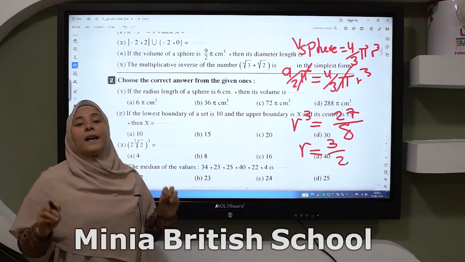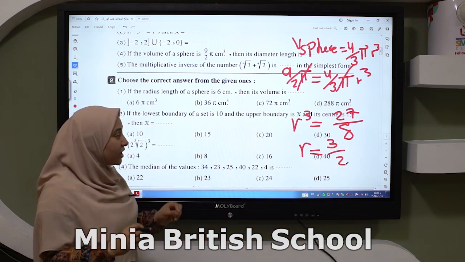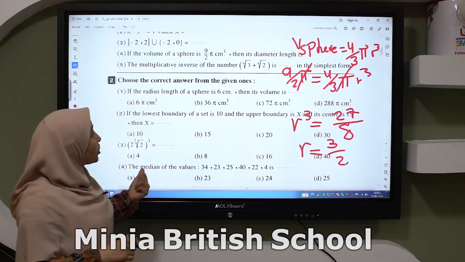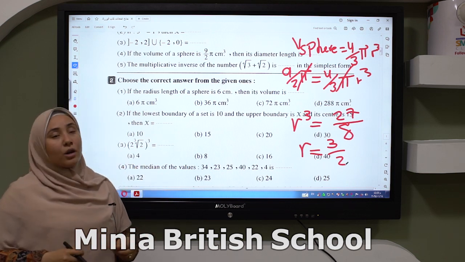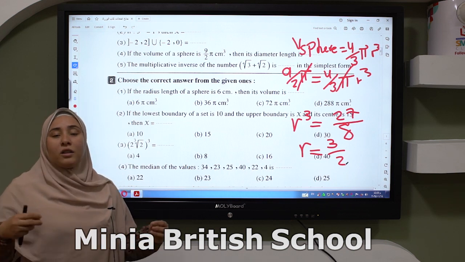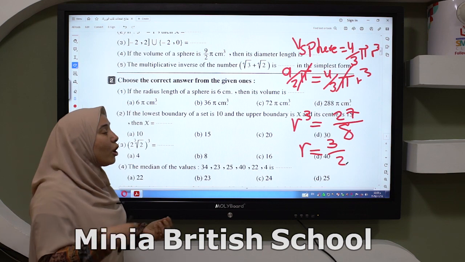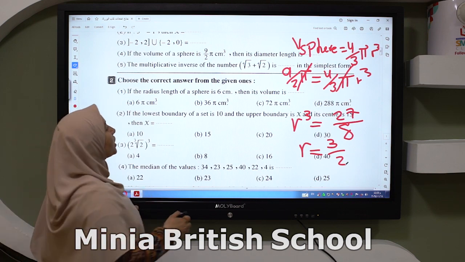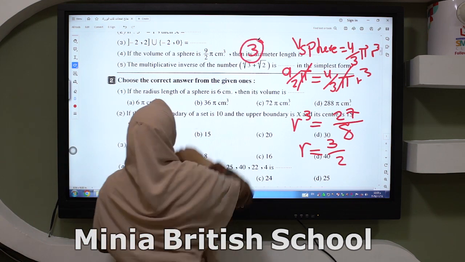Okay, Miss Sarah. Now the length of the radius equals 3 over 2. But in the question, I need to find the length of the diameter. Then the diameter, we know the diameter of the circle equals 2r. Then multiply the result by 2. Then the diameter equals 3. Okay.